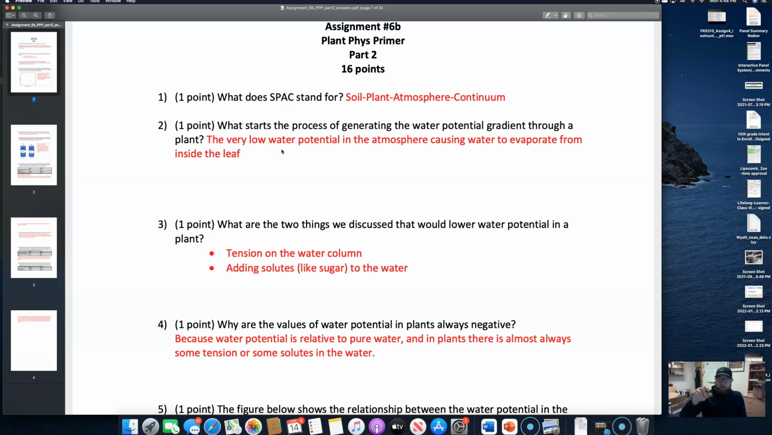And you can almost think about it like dominoes in reverse, right? You lose a water molecule in the leaf, and so the water column has to move up a little bit to fill the void where that water molecule left. Next water molecule gets evaporated, water column moves up again. But of course that's happening to millions of water molecules all the time.